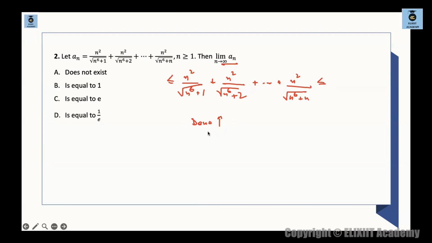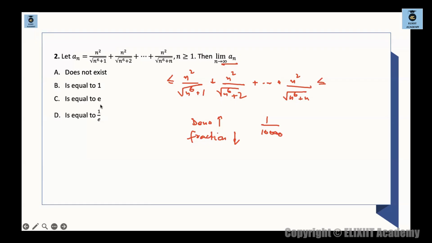If the denominator is very large, then the function value will fall. Overall fraction will fall. 1 by 10,000 is a very large quantity, so the fraction will fall. The value will decrease. Right?